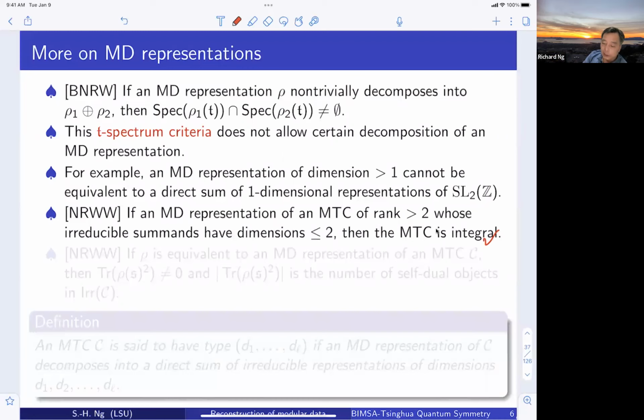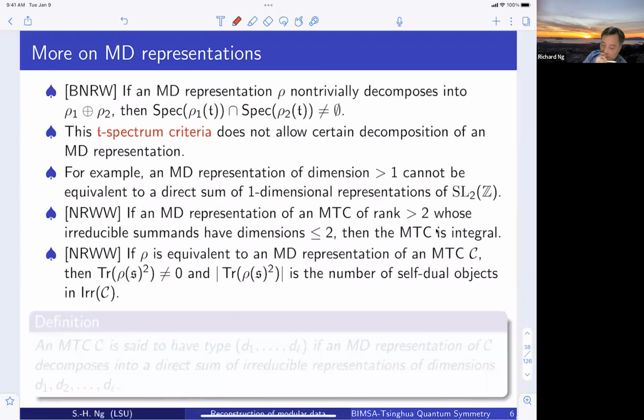Now, the other one is pretty easy to obtain, again developed in our paper. If rho is an arbitrary representation of SL2C which is equivalent to an MTC representation, then first of all, the trace of rho of S squared cannot be 0. Because rho of S squared is a sign times the charge conjugation matrix, the absolute value of the trace of S squared is the number of self-dual objects of C. We know the unit object is always one of them, so therefore we always have non-zero. So this provides another condition for an MTC representation. So not any representation of SL2C, or even of the modular group, can be realized.